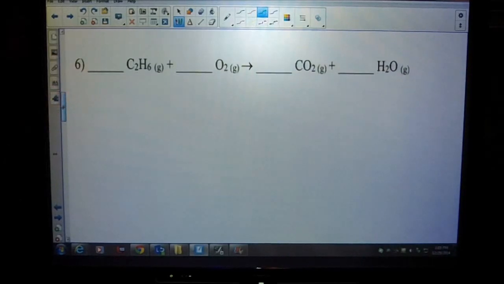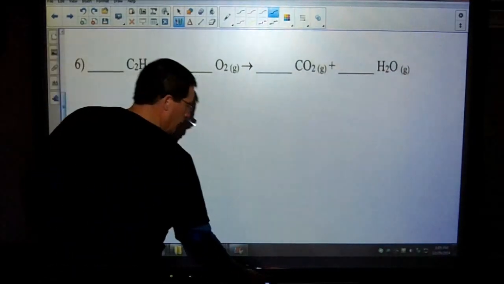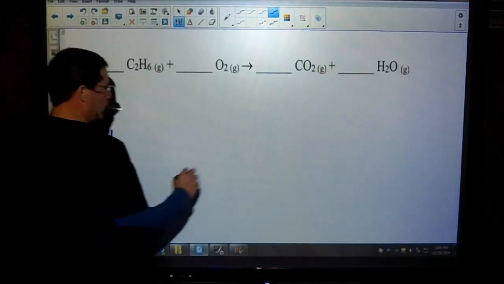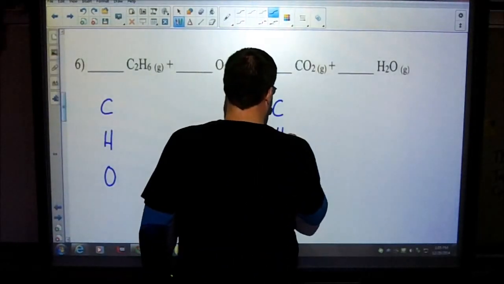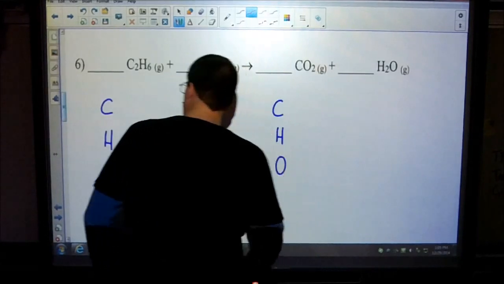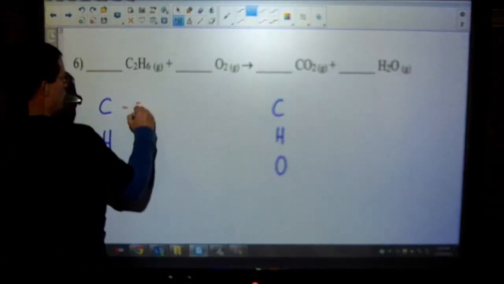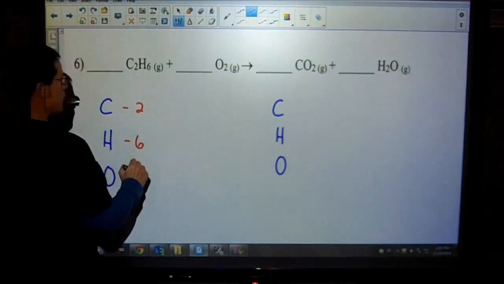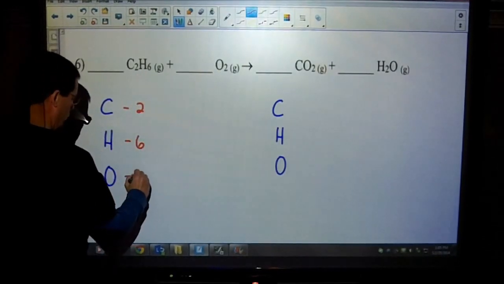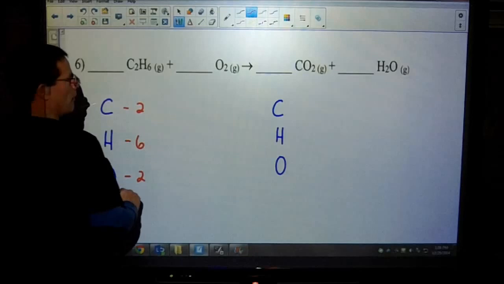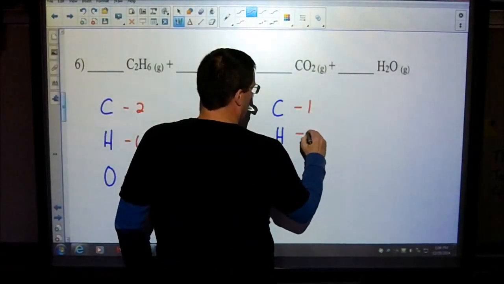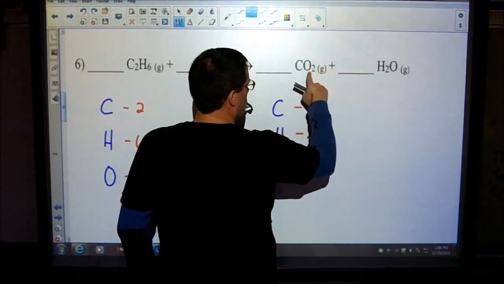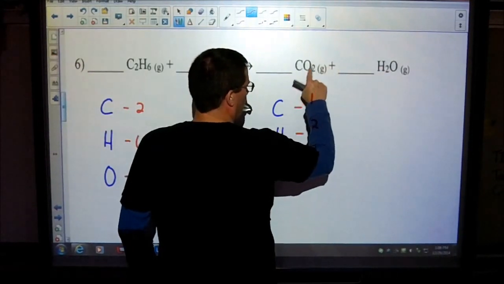Here's one of our combustion reactions. So again, start off with your carbon, hydrogen, oxygen, carbon, hydrogen, oxygen. We have 2 carbons. We have a total of 6 hydrogen. We have 2 oxygen on this side. Over here we have 1, 2, and 3 oxygen. So 2 hydrogen and the 3 oxygen. We have 2 there plus the 1.